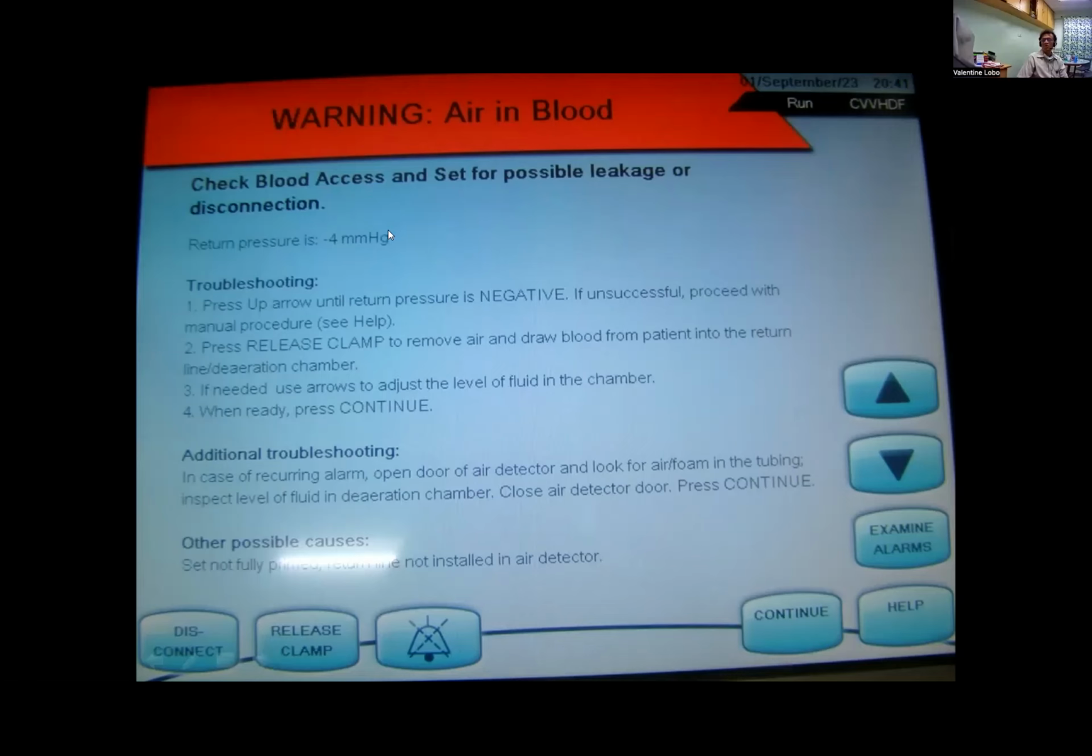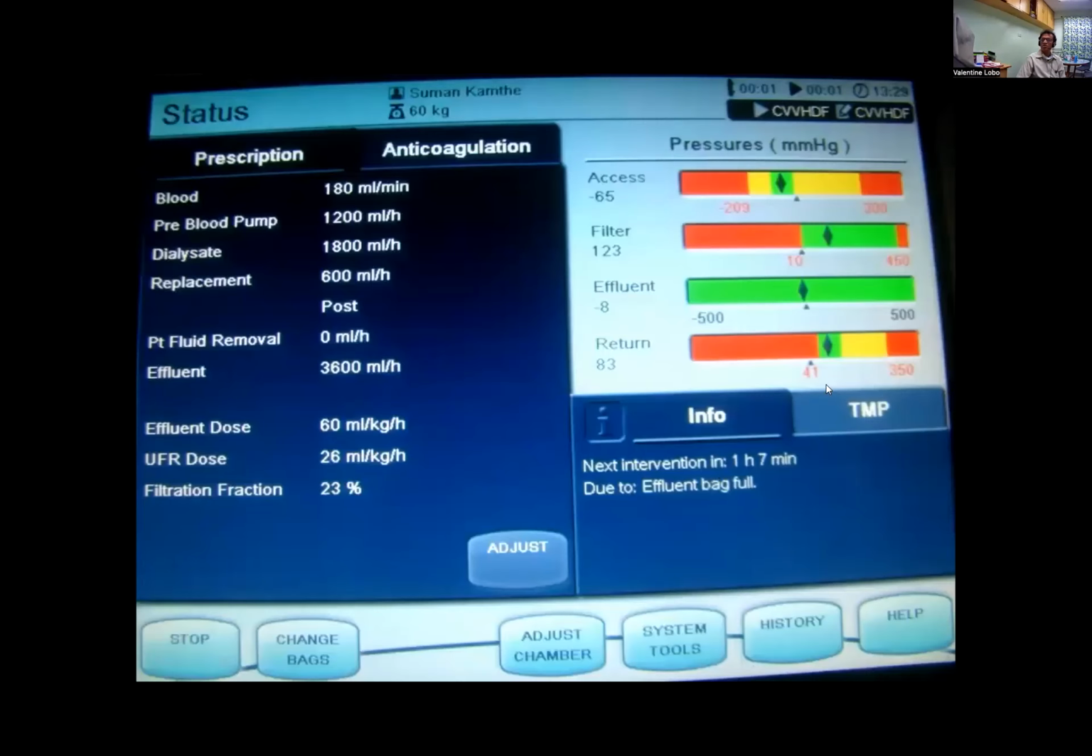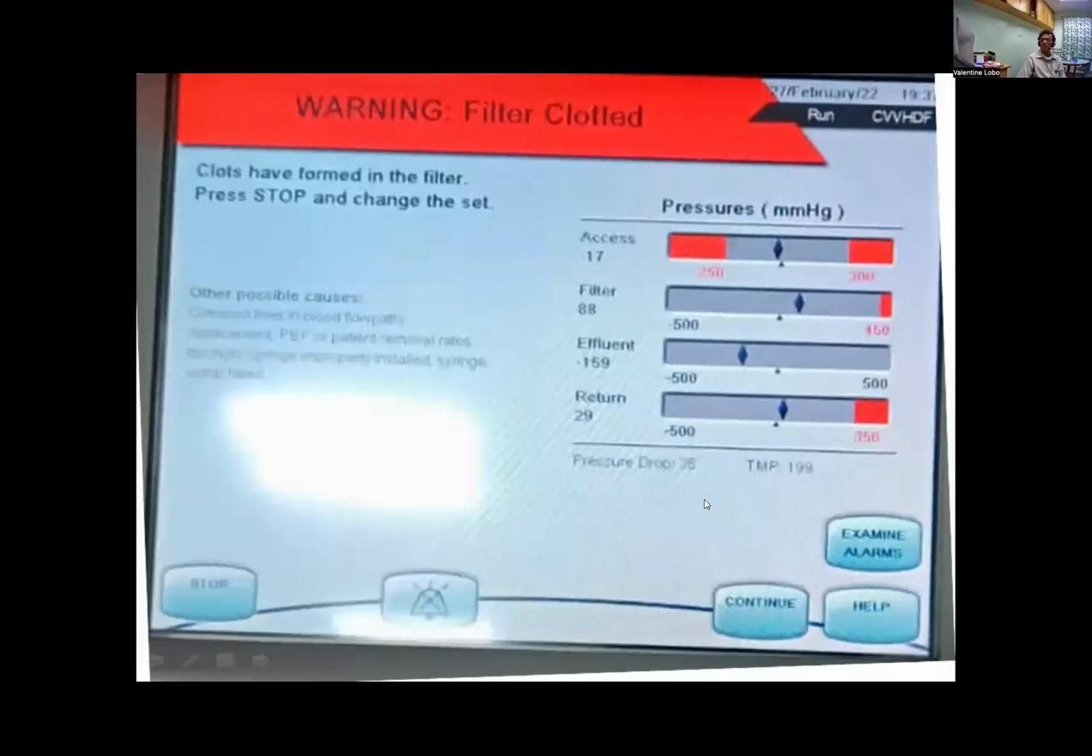And at this point, the return pressure has dropped back to a positive value of 4, and the continue button has now become highlighted, and we can press the continue button and return to normal operation of the system. And here you can see that is exactly what has happened. The machine has returned to normal functioning with all the pressures in the green.